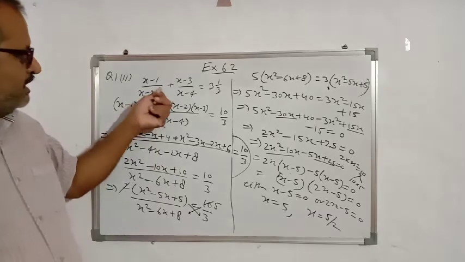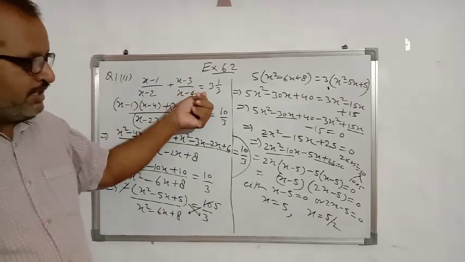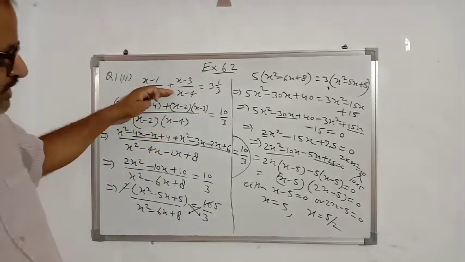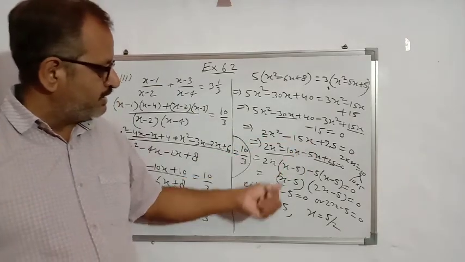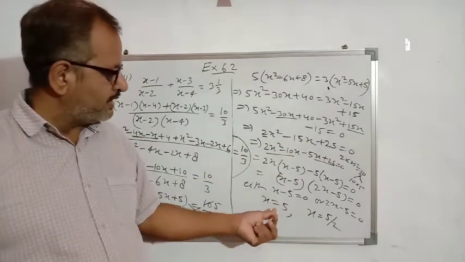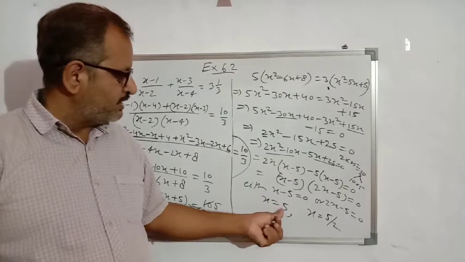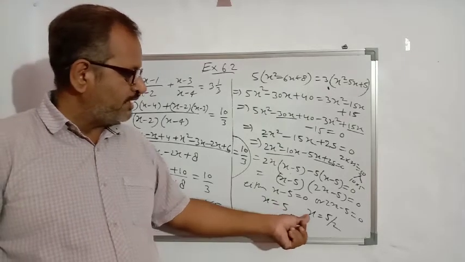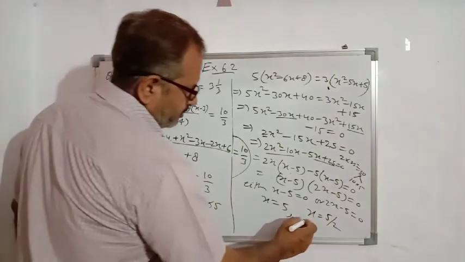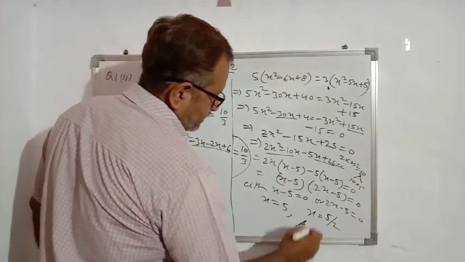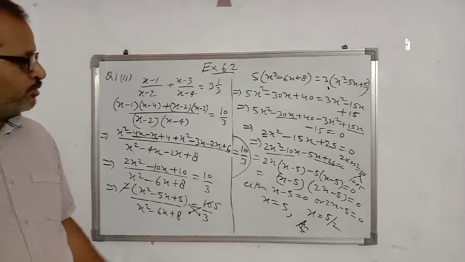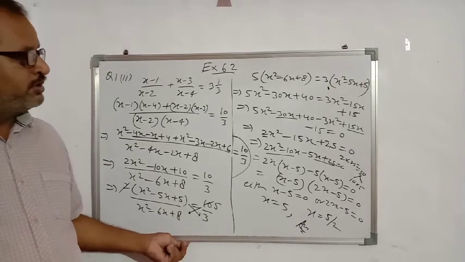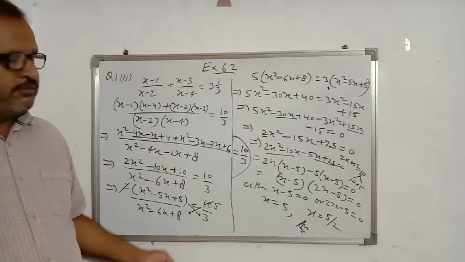So the original equation is not in the form of a quadratic equation, but after simplification we can make it quadratic like this and then solve it by factorization or using the formula. So again we are getting two values, x is equal to 5 and x is equal to 5 by 2. This is the answer. I hope that it is clear to you. Let us see one more question.